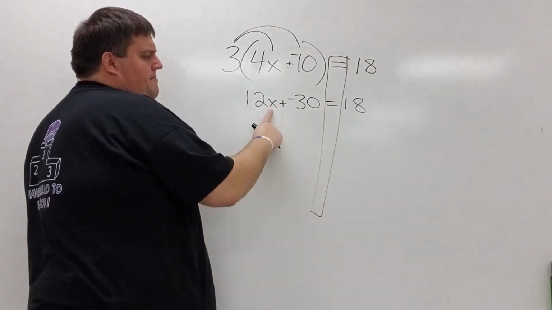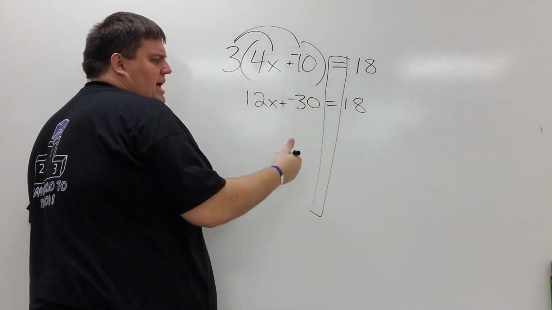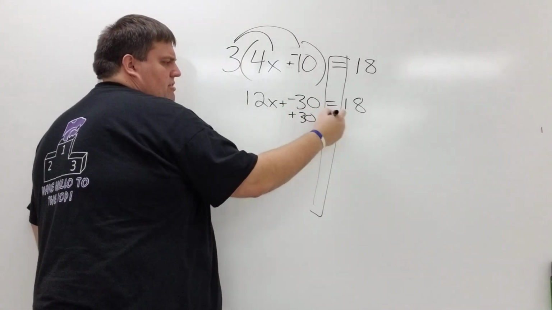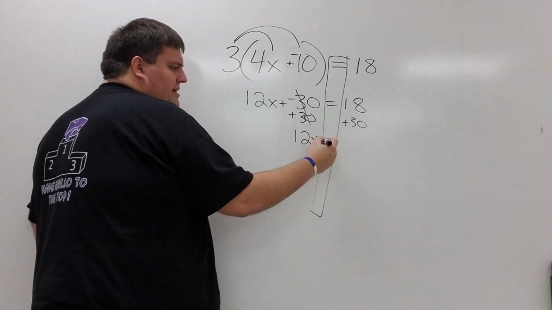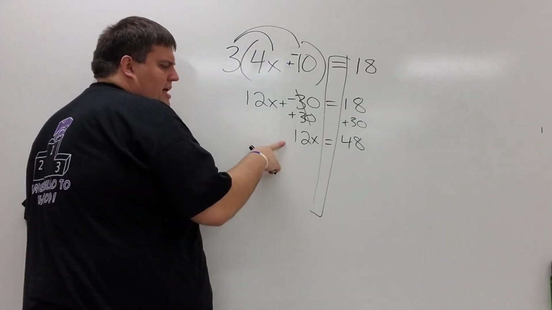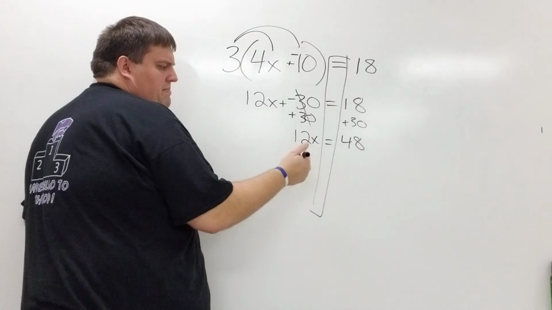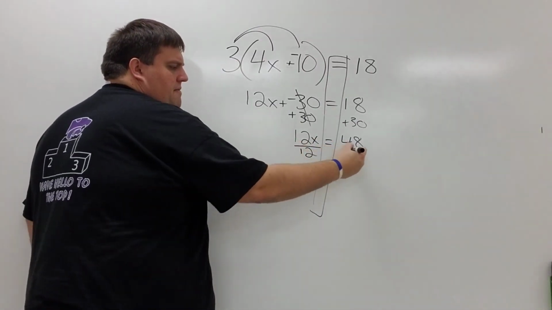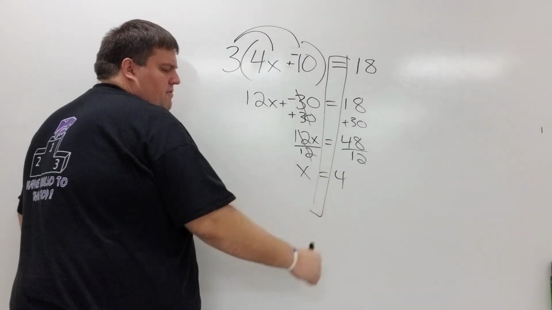So I know I want to get x by itself, I always get rid of whatever I add or subtract first. So to get rid of negative 30, I got to add 30. That gives me 12x equals 48. And then lastly, I want to get rid of the 12. It's multiplied by x, so I'm going to divide by 12, and x is going to give me 4.